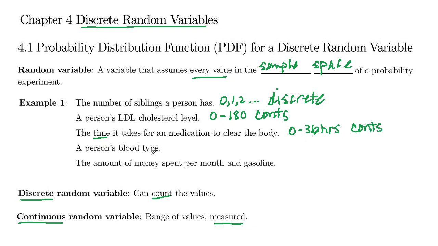A person's blood type. So there's a discrete number of blood types. You can count the number of blood types. So there's A, B, AB, and O. So there's only 4 blood types. And then you've got positives and negatives there too. But this one's going to be discrete. You can count those values.